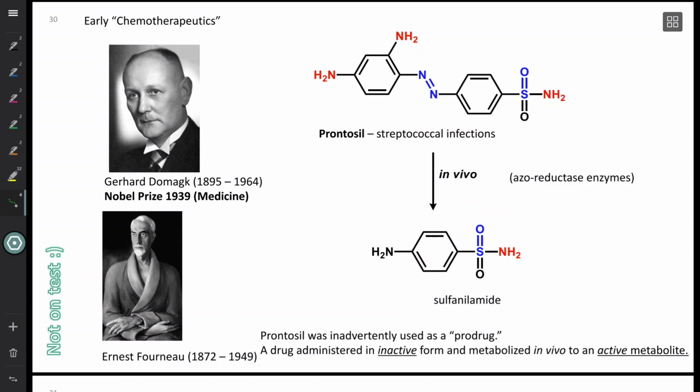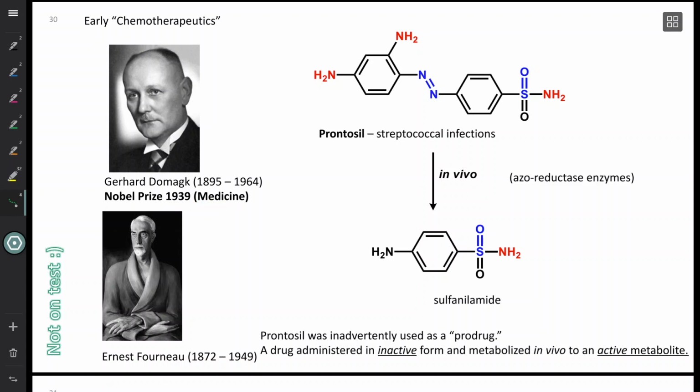And so they were known as dyes before, but he was like, well, let's try using them as medicines. So he tried on mice first, and he found that it didn't cure, it didn't kill off the bacterial infection, but it stopped its growth enough that the mice recovered. And so prontosil was very, very popular and one of the first medicines used. And Domagk won the Nobel Prize in medicine for it.